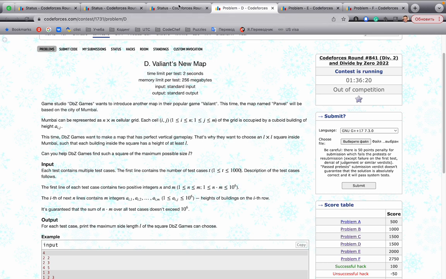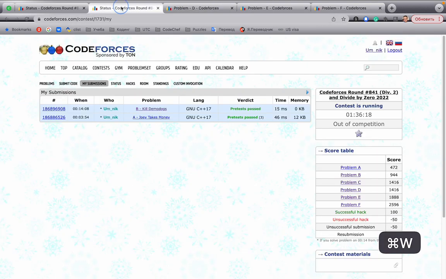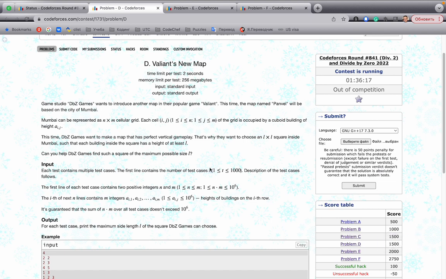Okay, let's do that. That just sounds so simple. Wouldn't expect that from problem D. So we are doing binary search on the answer, then trying all the squares with the given side, and we should check that all the numbers are greater, well, at least this fixed number, the answer we are checking.